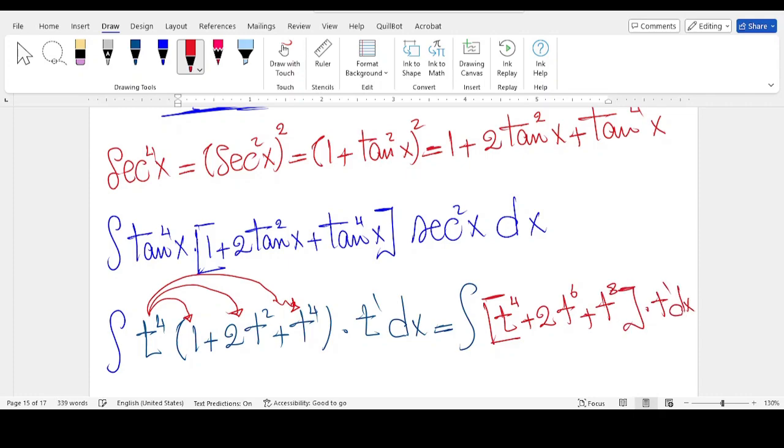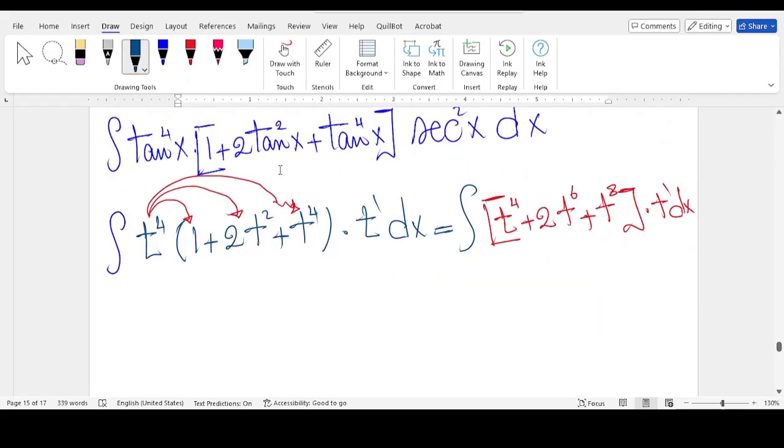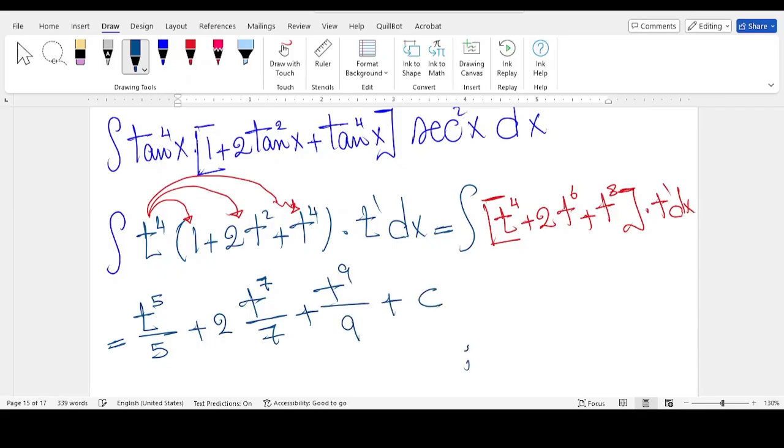Now integrate. What's the integration of t to the power 4? This is t to the power 5 divided by 5, plus 2 times the integration of t power 6, which is t power 7 divided by 7, plus the integration of t to the power 8, which is t to the power 9 divided by 9, plus c. And at the end you have to replace each t by tan.